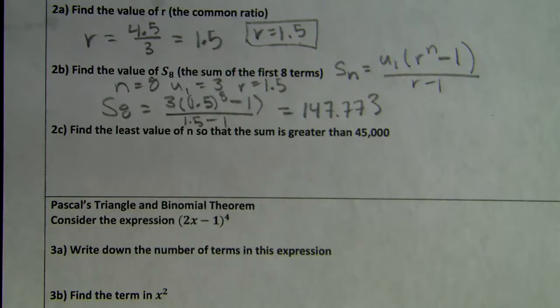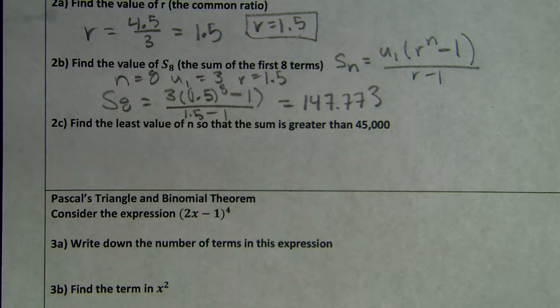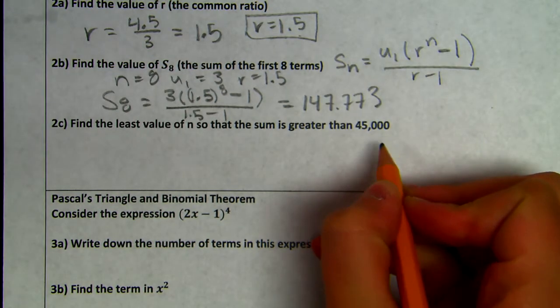Let's move on to 2C. Find the least value of n so that the sum is greater than 45,000. This is one of those tricky ones where really the best thing you can do is pop it into your calculator. Again, if you need help with a graphing calculator, you can come in before school on Monday or Tuesday, and you can use the Inspire just to make sure that you know how to do this for our quiz on Monday or Tuesday. So let's figure out what we would have to type into the calculator.